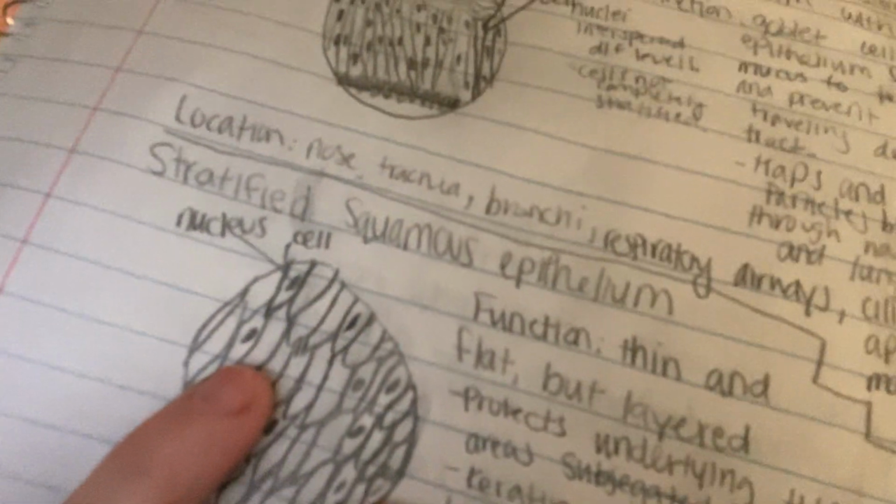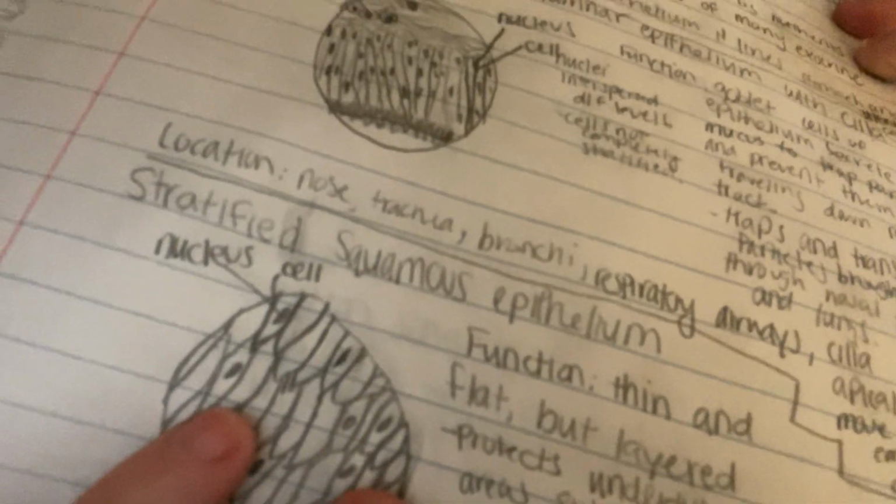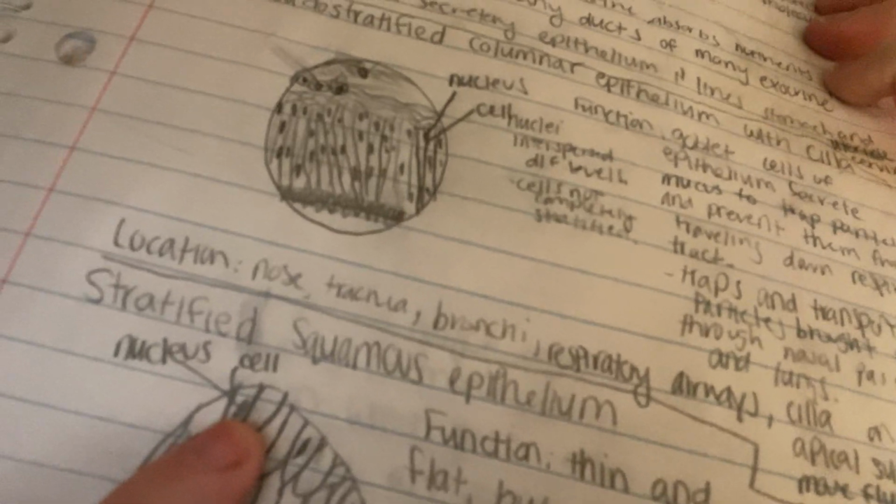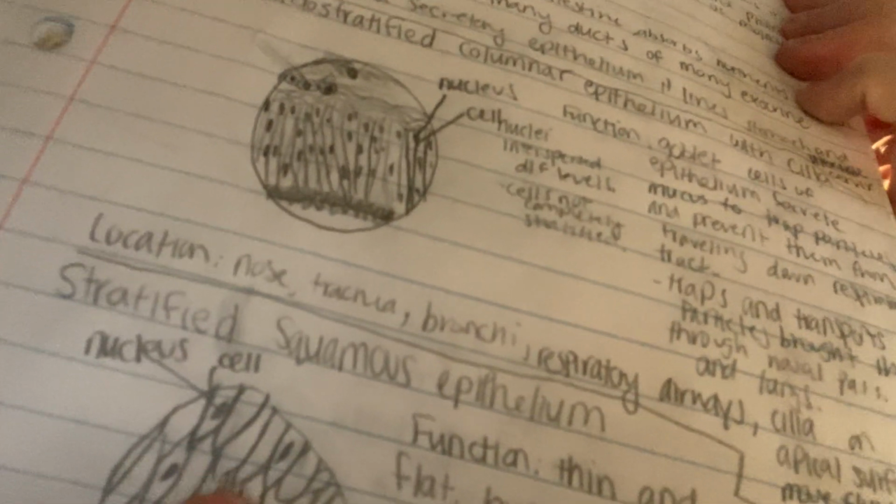The next one we're going to look at is the stratified squamous epithelium. And so the stratified squamous epithelium is thin and flat but layered. So it looks like the simple squamous, but this is stratified. There's many layers to it now. And you can see that the nucleus is here, and these cells look like little pancakes stacked on top of one another. So they're flat but layered, and it protects underlying tissues and areas subjected to abrasion.